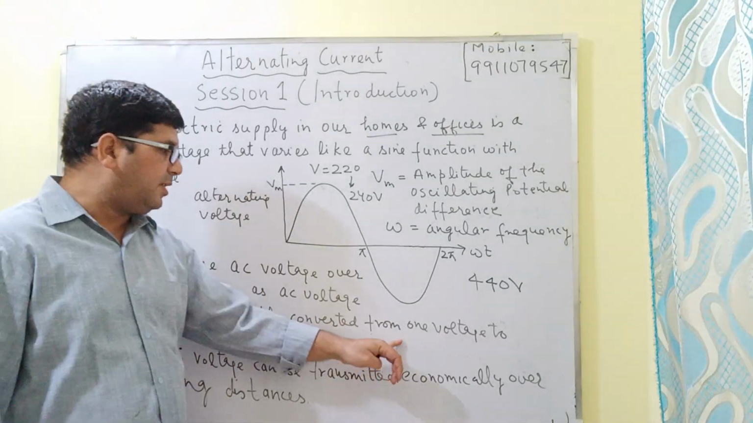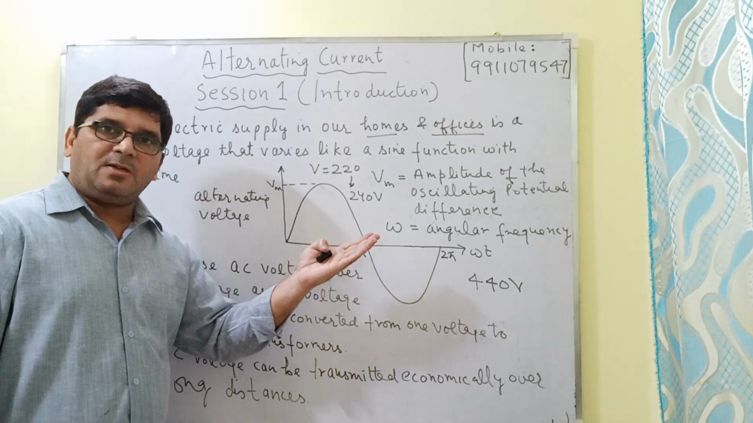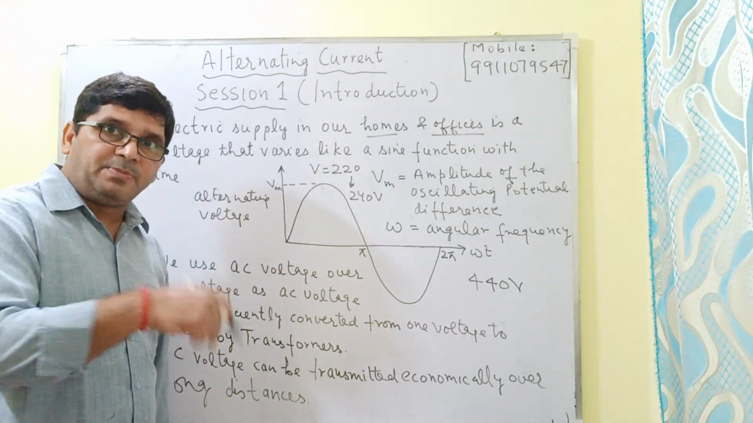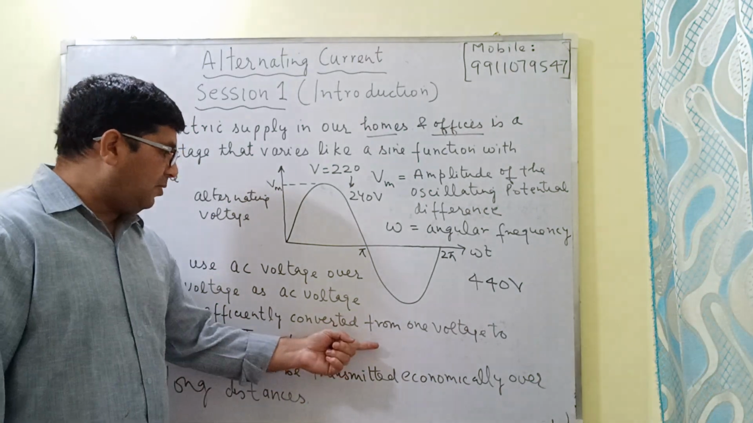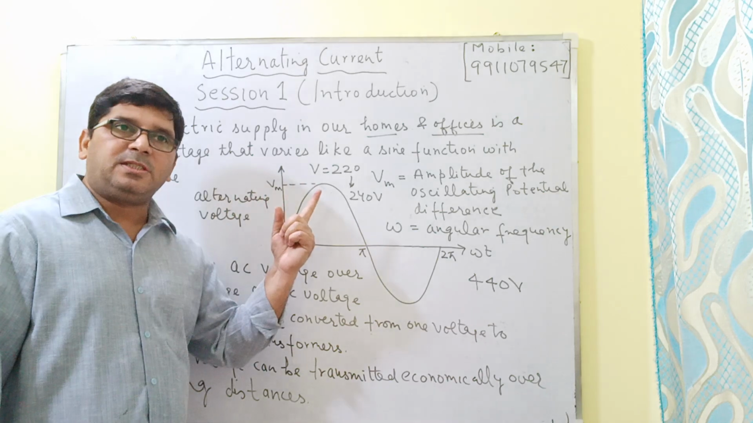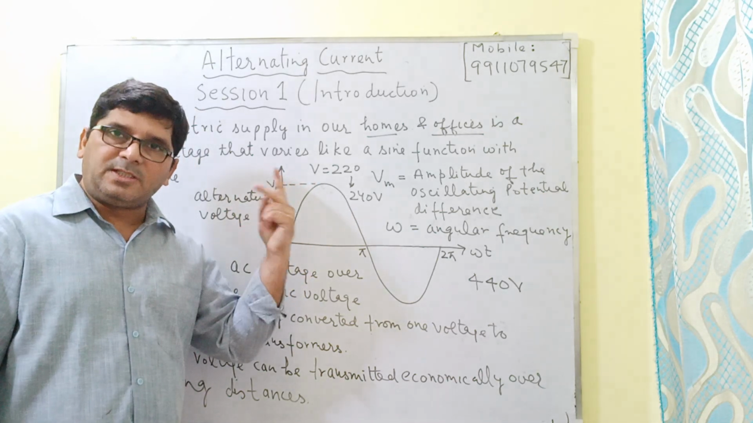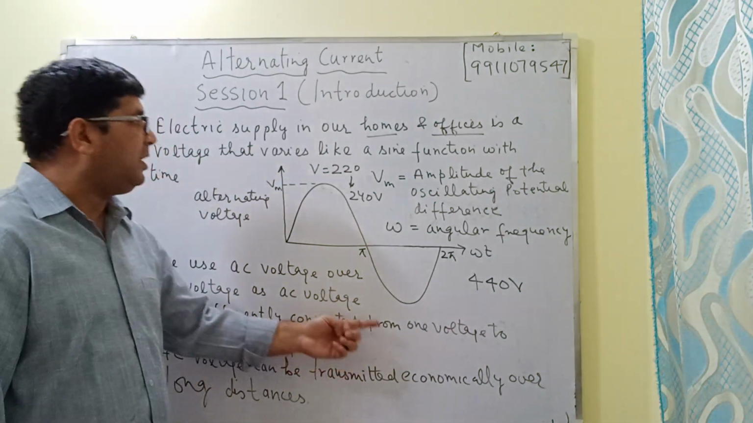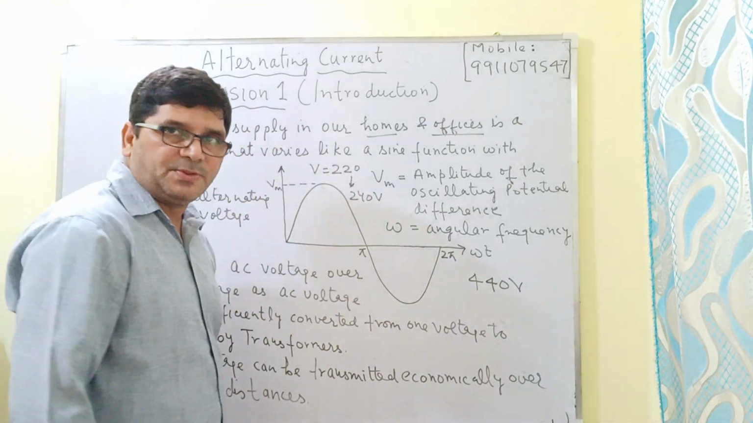That is, we can step up the AC voltage with the help of a transformer, and at the same time it can be stepped down also with the help of the transformer. The AC voltage is stepped up in case of transmission over long distances, and the AC voltage is stepped down in order to provide the electric supply in our homes and offices.